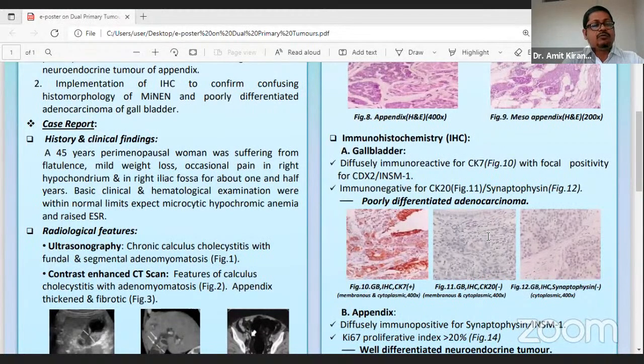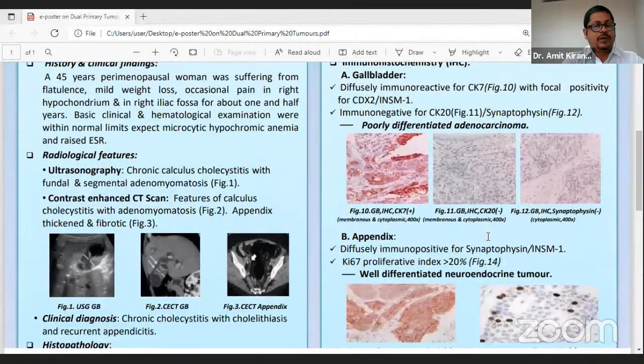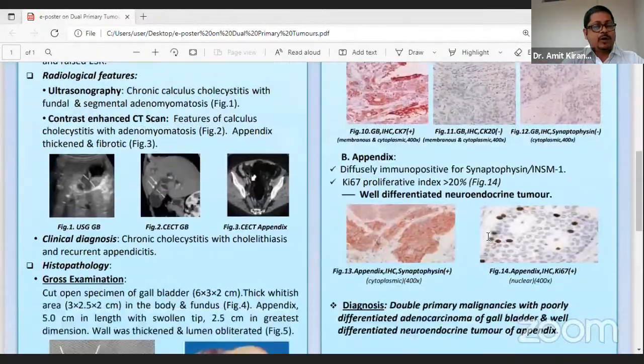The IHC results removed the histomorphological doubt of MiNEN in gallbladder, and it also indicated a tumor of primary origin. Therefore, the diagnosis was poorly differentiated adenocarcinoma of gallbladder. The appendiceal tumor was diffusely positive for synaptophysin, figure 13, and INSM1. Ki67 proliferative index was more than 20%, figure 14. So the diagnosis was well-differentiated neuroendocrine tumor of appendix, grade 3.